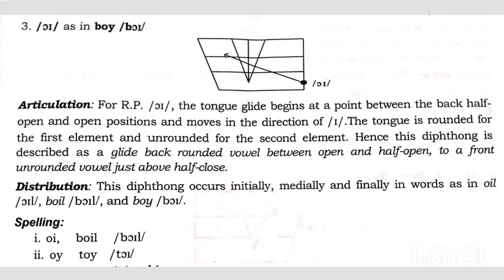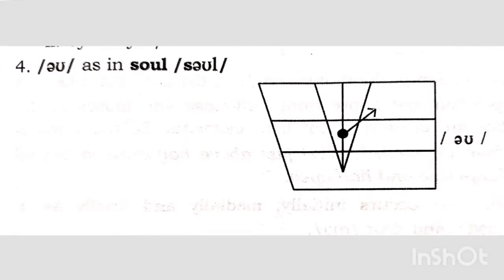Moving on to the spellings. You can see that in the word boil, O and I stand for the glide oi. And in the word toy, O and Y represent the glide oi. Fine. We have to see the next one.